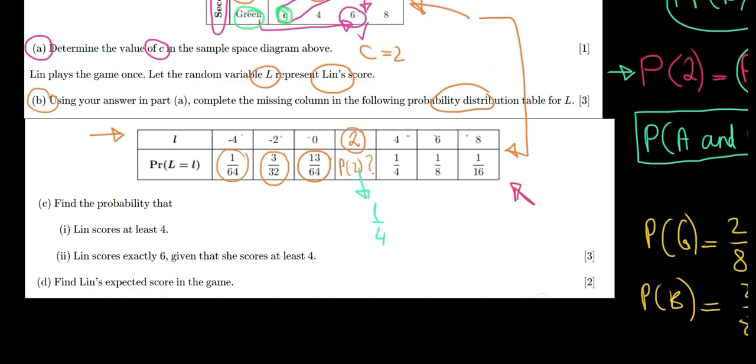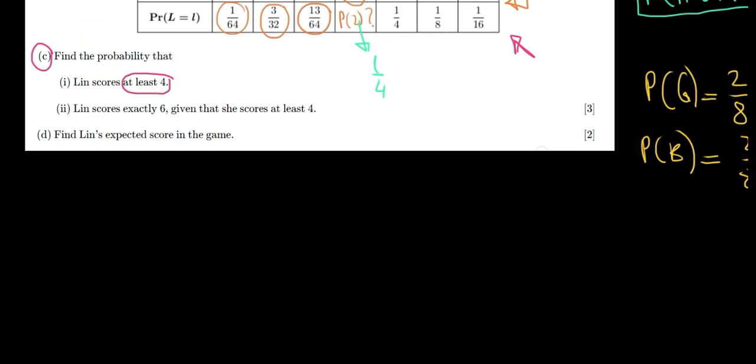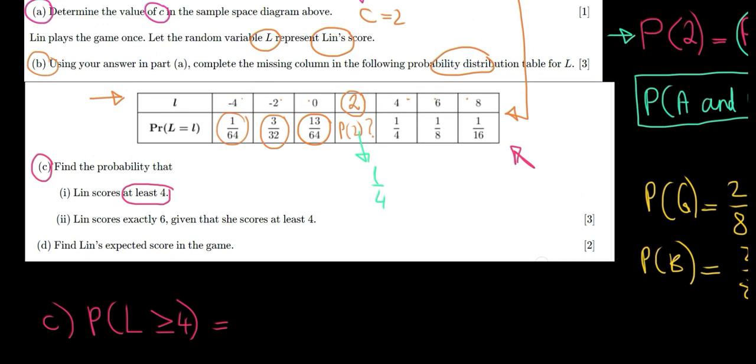We completed the table. And now for question C, we're going to make use of the table to find the probability that Lynn scores at least a 4. Alright, at least a 4, I'm going to write it over here. Probability that L is at least a 4, so greater than or equal to 4. In our case, according to the table, that would be 4, 6, or 8. So the probability of getting 4 plus probability of getting 6 plus probability of getting 8.